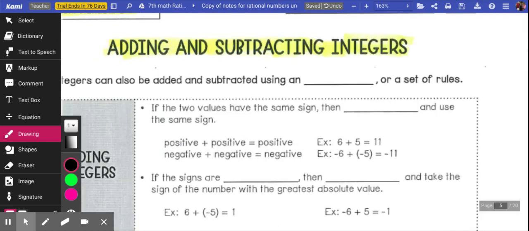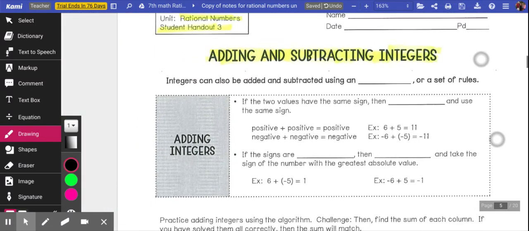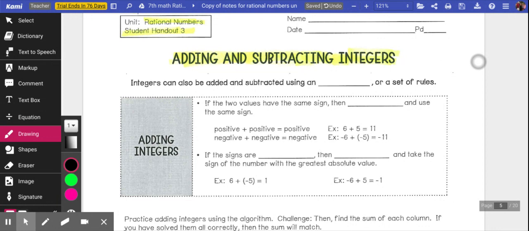Okay, we are going to start adding and subtracting integers. And integers can also be added and subtracted using an algorithm or a set of rules. So you don't really need to know this word, algorithm.